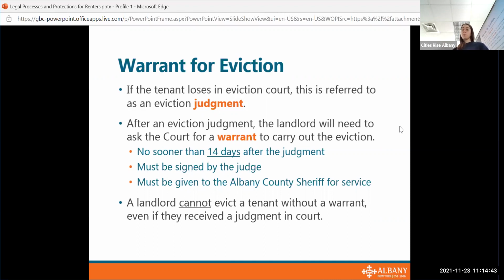And this warrant needs to be signed by the judge, and it has to be given to the Albany County Sheriff to actually be executed. So even if a landlord has a warrant, this doesn't mean that they can show up and change your locks. They have to give the order to the sheriff to serve it themselves.